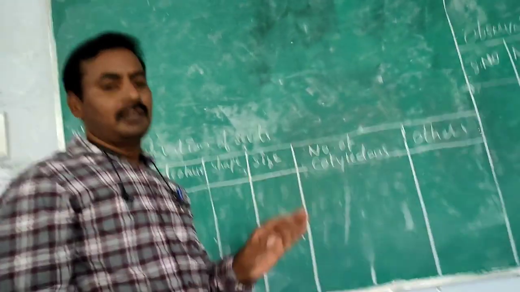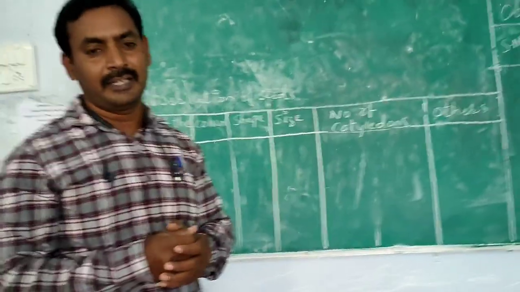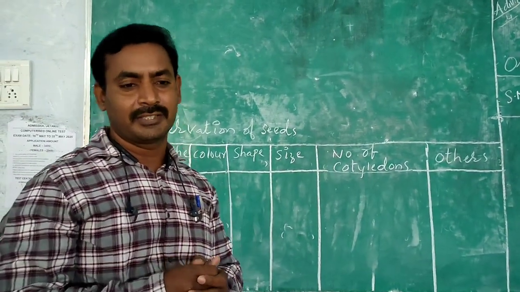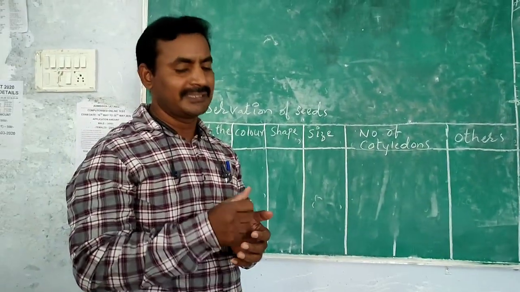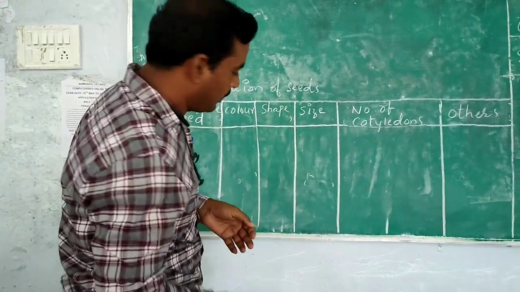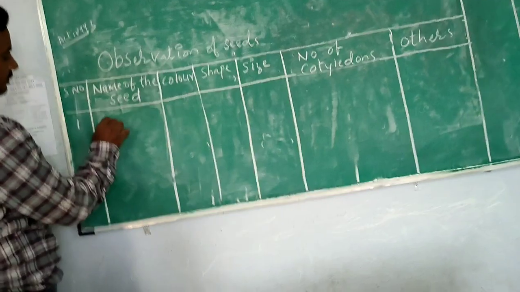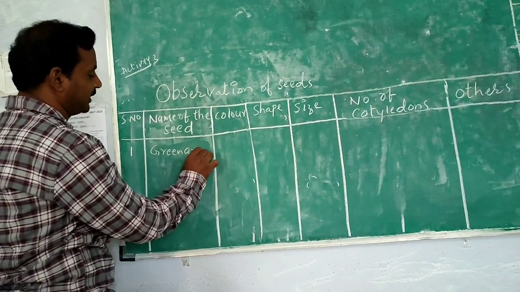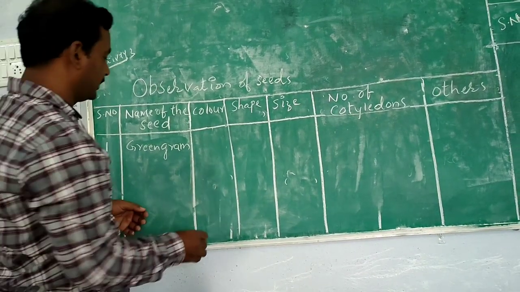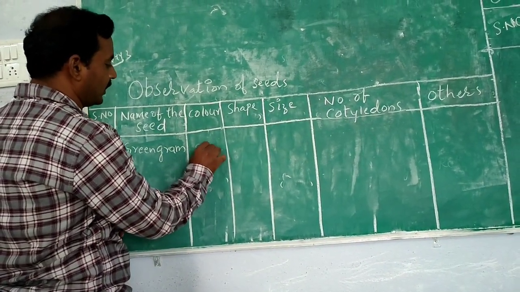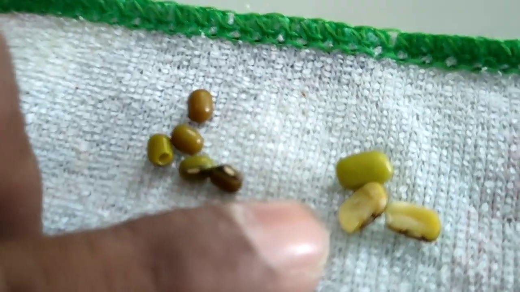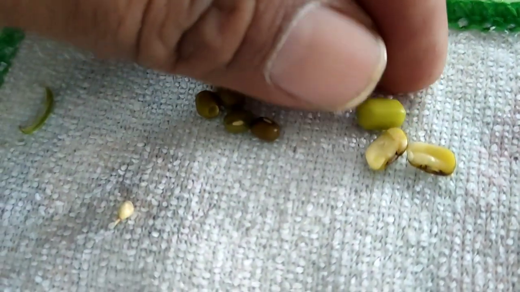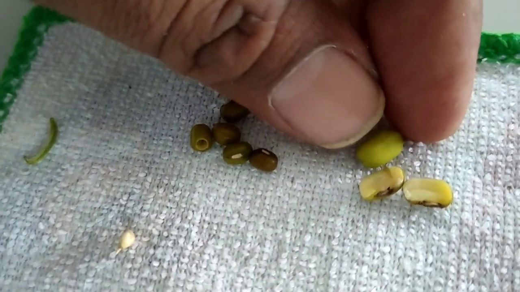Then we are going to observe the cotyledons. Before that, we collected seeds and soaked them for a day, at least one day. After soaking, we take them, open them and see the inner parts of the seed. So here, first of all, I take a green gram seed. Locally we call it pesalu. Which color is this seed? Green color. These are soaked seeds. Yesterday night I soaked these seeds, and they have swelled and are modified just like this.